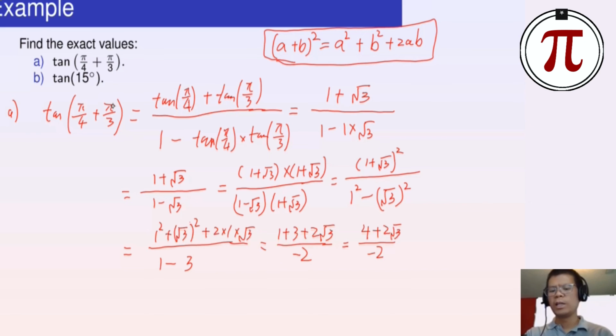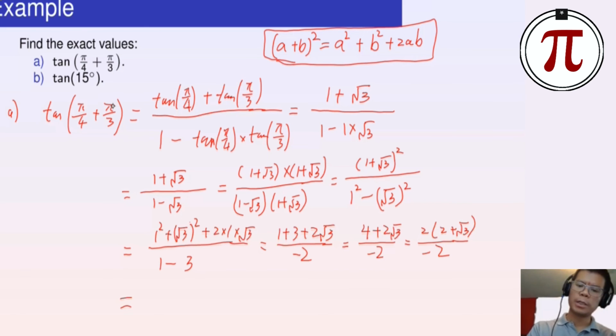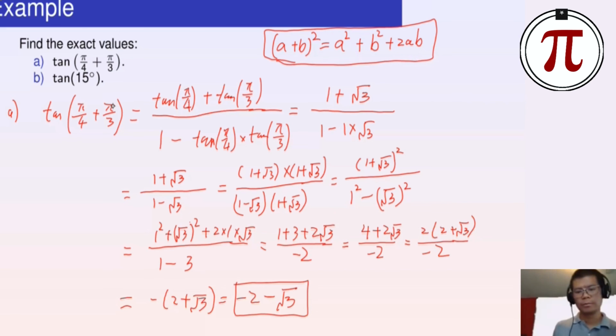Now, can we simplify it? It equals 2 times (2 plus square root of 3) over negative 2. So it equals what? Negative (2 plus square root of 3), which is negative 2 minus square root of 3. Does that make sense?